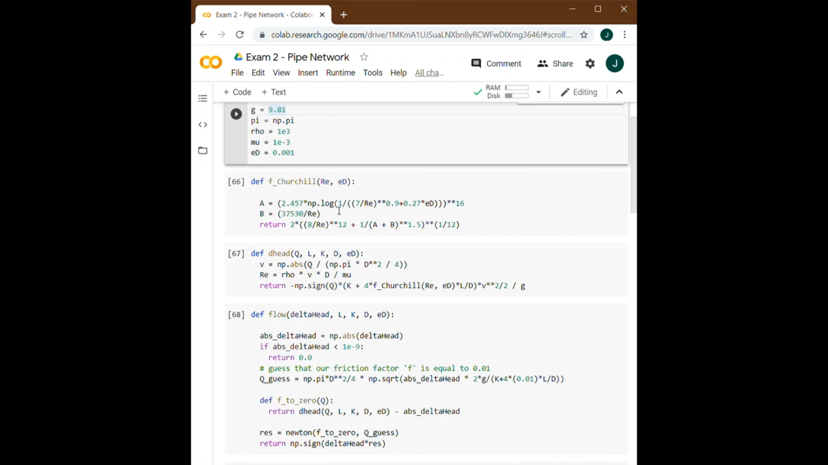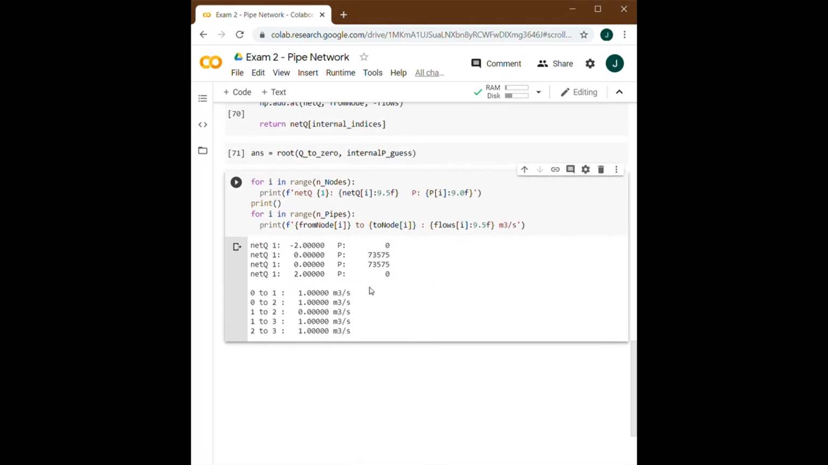2.457 times MP log. So I actually pulled this. We pulled this function from online as one of our chemical engineering functions to calculate friction factor. Looking at this, that looks correct: 2 times 8 over Re to the power of 12 plus 1 divided by A plus B, to the power of 1.51. Okay, instead of doing that, we're going to take a look at this.